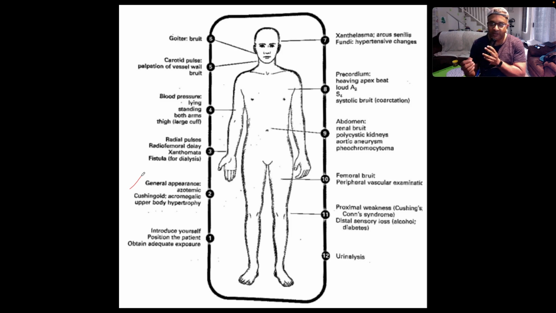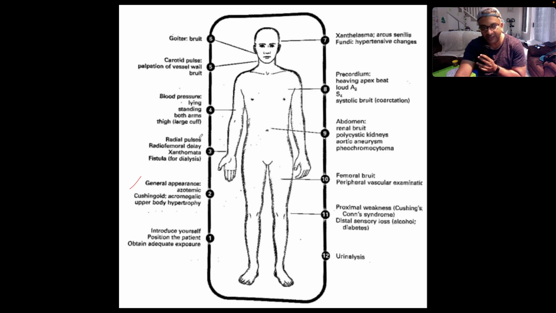Do they look azotemic? Do they look like they have Kussmaul's respiration, right? Do they look in respiratory distress? Do they appear Cushingoid, where we look for the buffalo hump, the moon face, the dorsocervical fat pad, the lemon on a stick appearance, right? Or do they look acromegalic with the typical coarse facial features, with the spade-like hands, with the large feet, right? With the prognathism, right? Is there any upper body hypertrophy, which may allude to coarctation, all right?